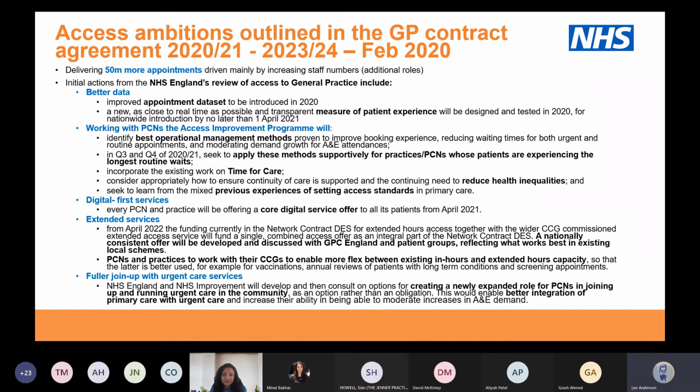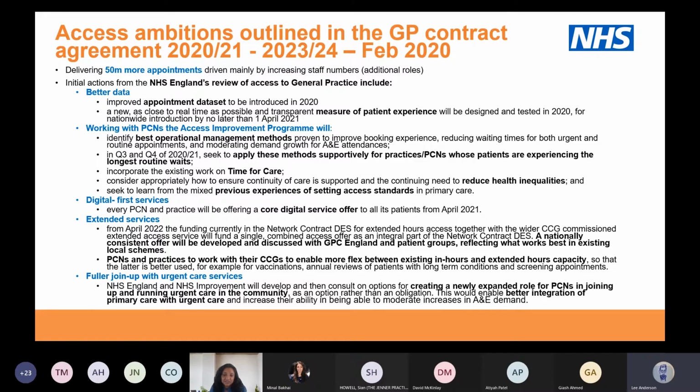NHS England conducted an access review just before the pandemic, and the 5 bullet points outlined there are largely what came out of the access review. So there was a commitment to improve the quality of data. And if you're from general practice, you'll notice that on your clinical systems, you've got the GPAD data, which is GP appointment data. So work has begun on collecting data. There's a long way to go on improving the quality of the data, but it is a start and it helps demonstrate the value of general practice.